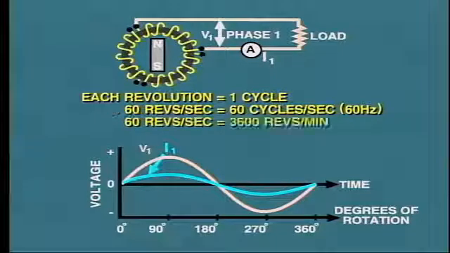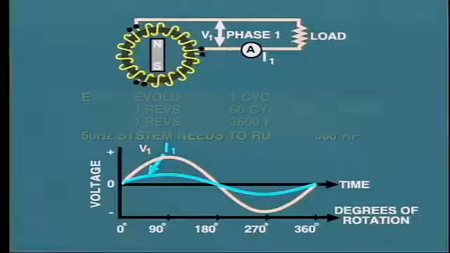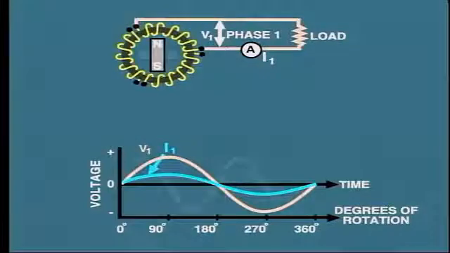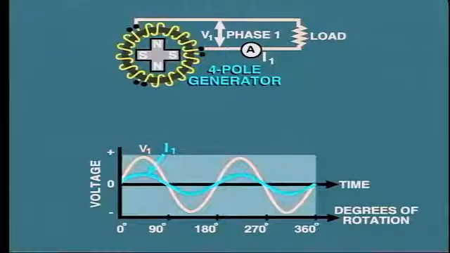60 revolutions per second is equal to 3,600 revolutions per minute. And I am sure we are all familiar with that number. By contrast, a two-pole machine on a 50 hertz system, as used in Europe, needs to run at 3,000 RPM. On some generators, the rotor is built with 4 poles instead of 2. That is, 2 north poles and 2 south, like this. Now, each single revolution of the rotor will generate 2 complete voltage cycles.